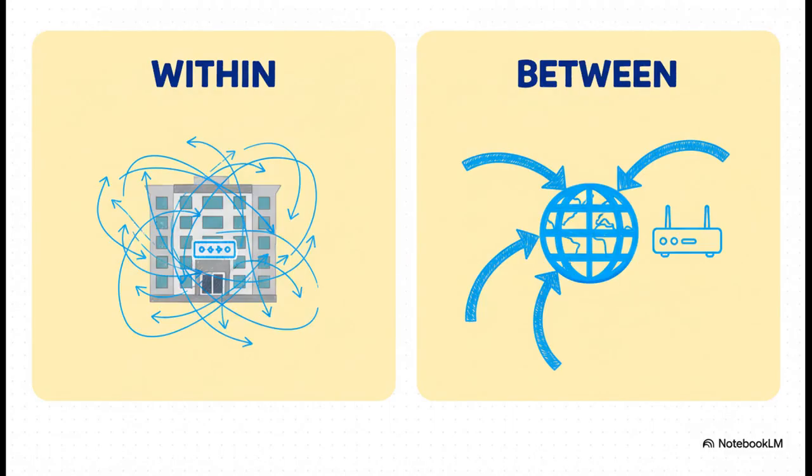And this comparison just illustrates the fundamental difference so perfectly. A switch manages the local neighborhood traffic. A router, on the other hand, is the highway system connecting all the different cities. You absolutely need both of these for a modern network to even function.